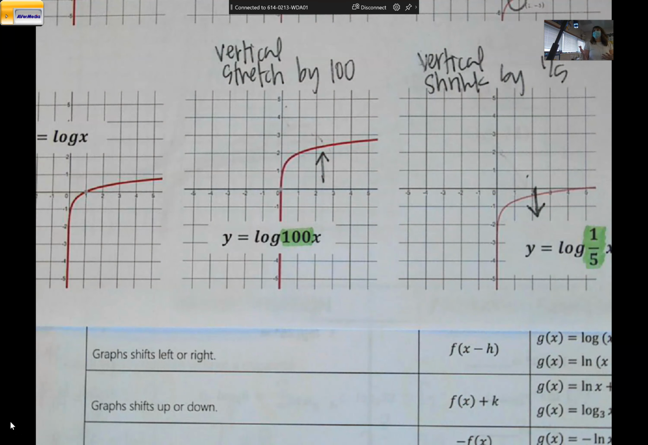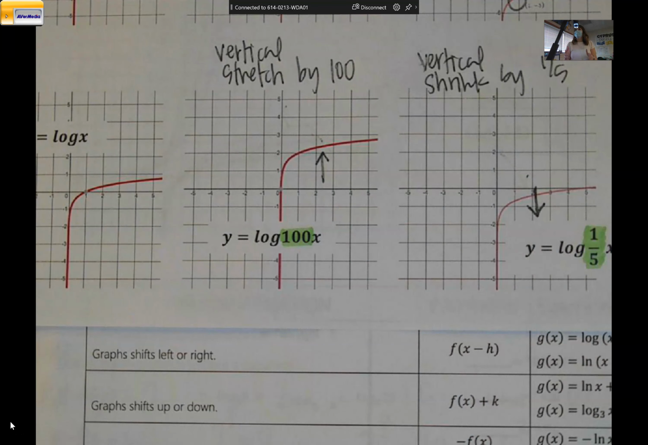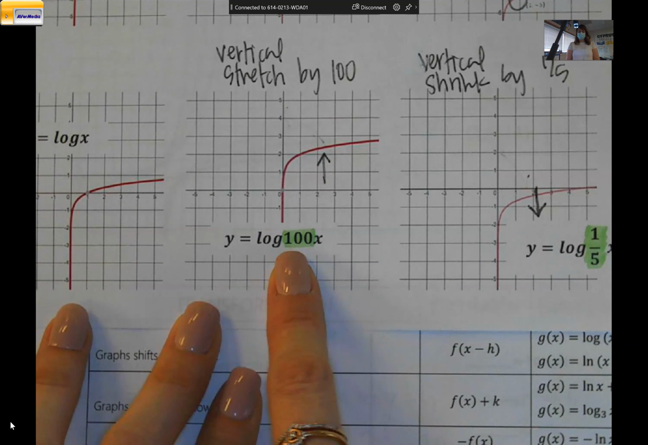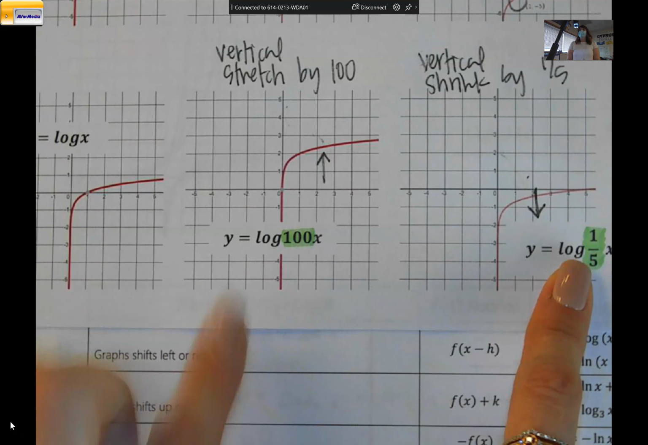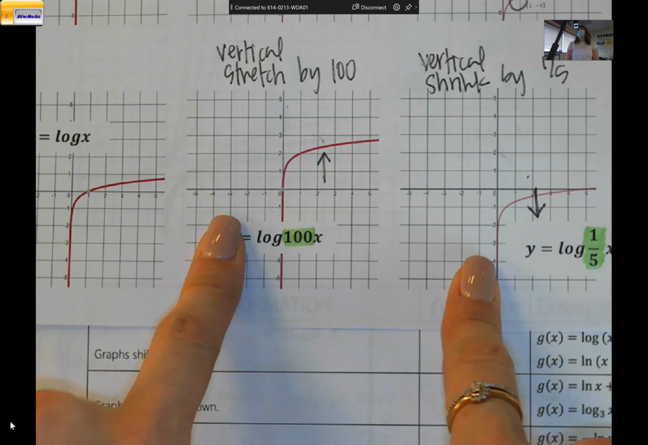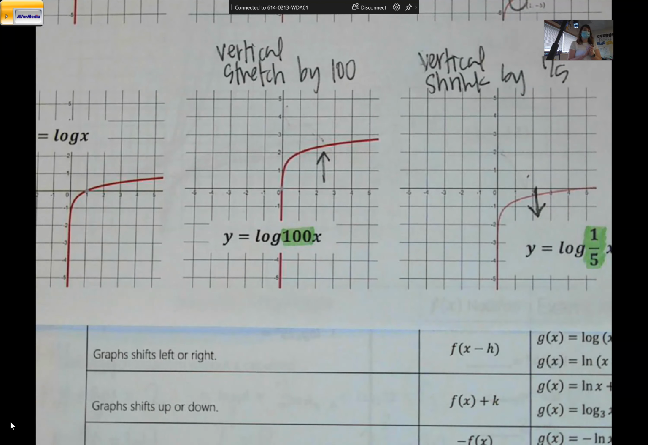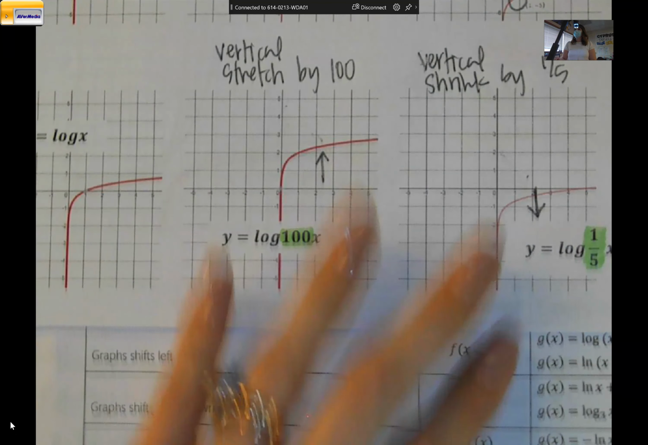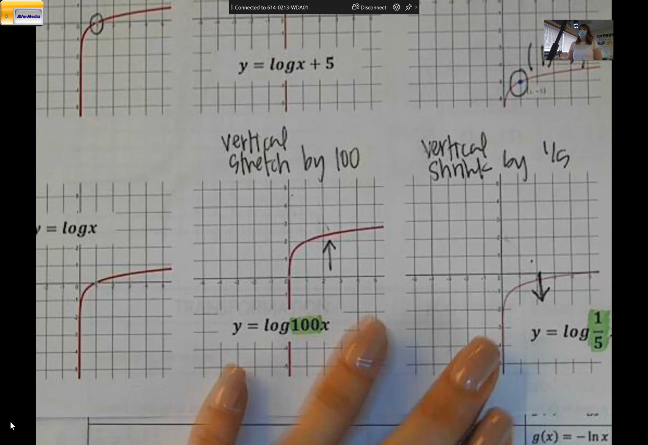You won't ever be asked to identify which one's vertical. I won't give you a graph and say which one's vertical and which one's horizontal. What you want to pay attention to is the position of the number. So if it's inside, it's vertical. If it's outside, it's what we're used to and it's horizontal. And you'll have this to refer to while you do your quiz.